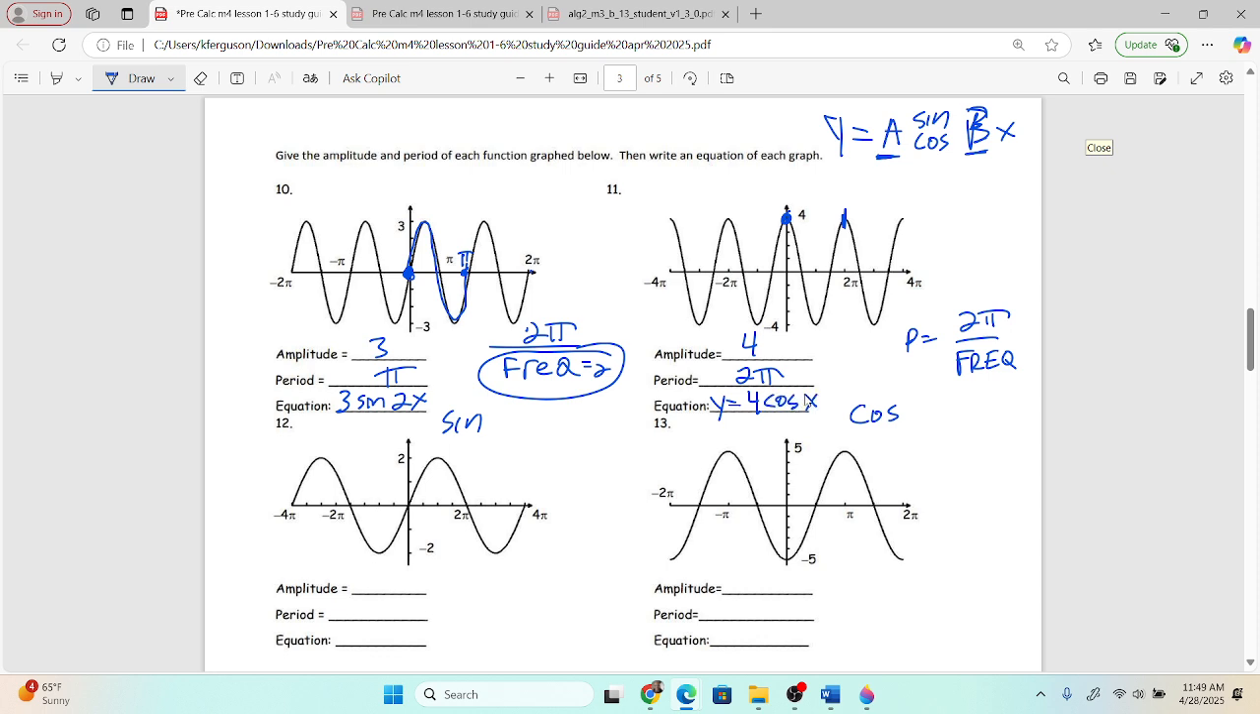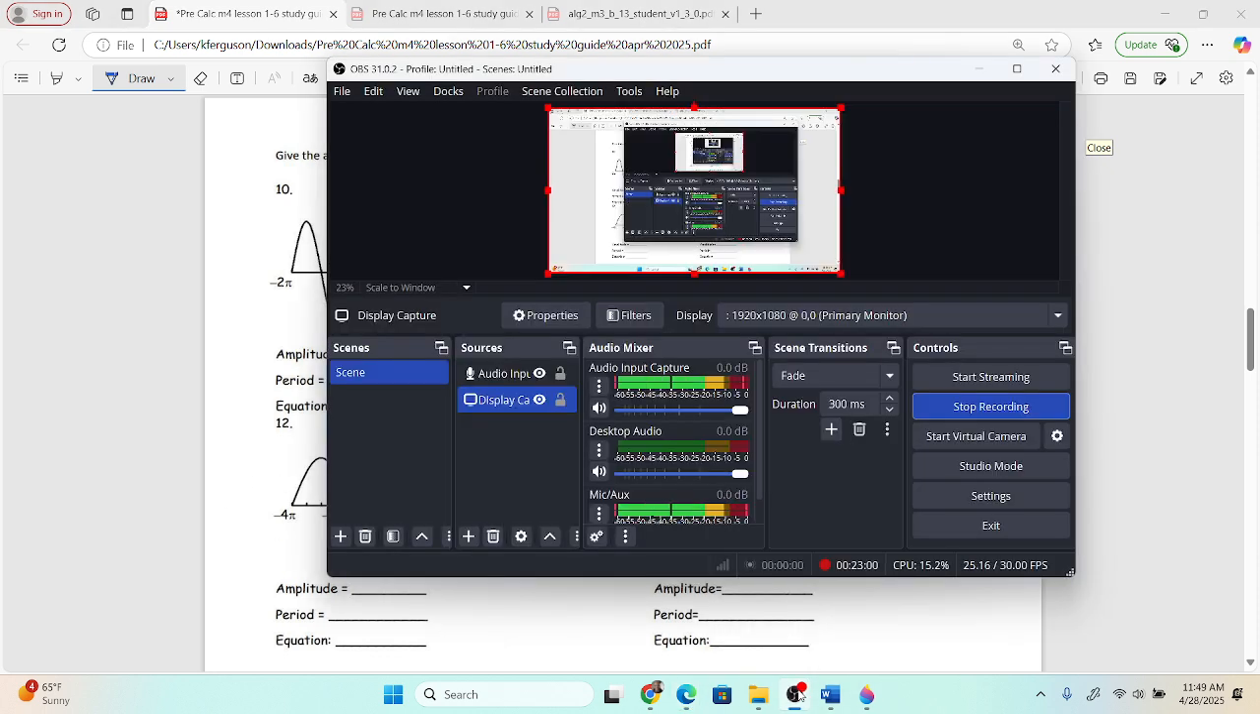All right. So we'll finish this after lunch.